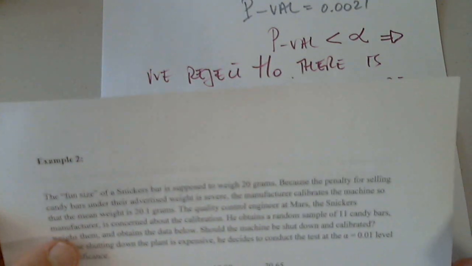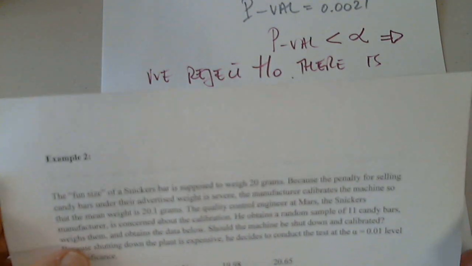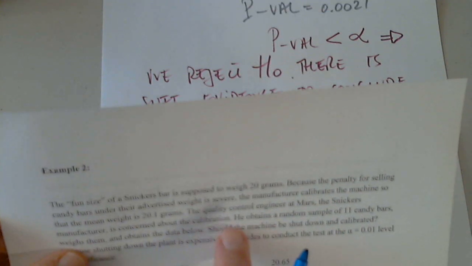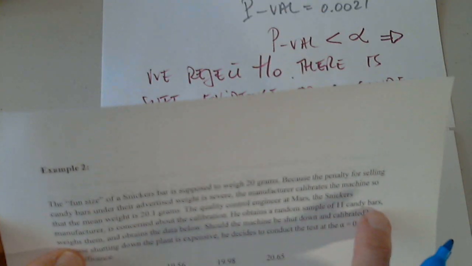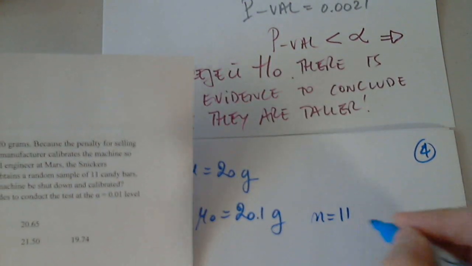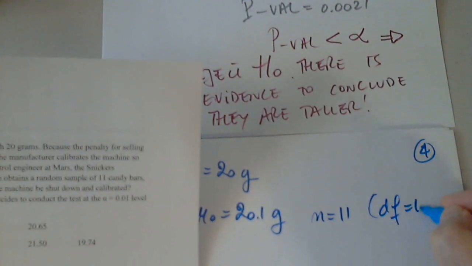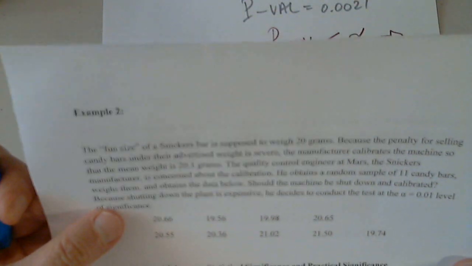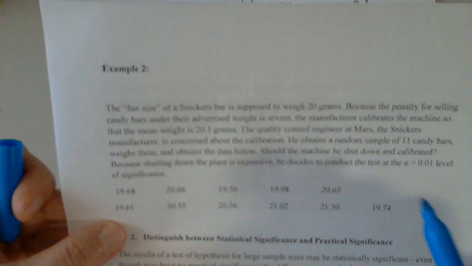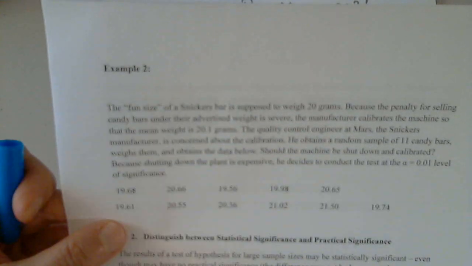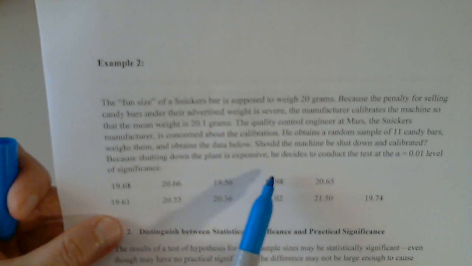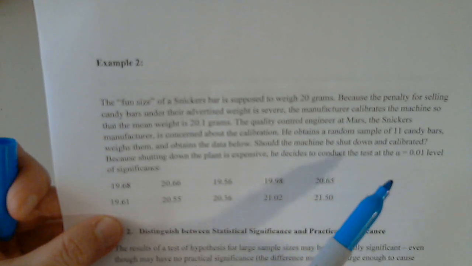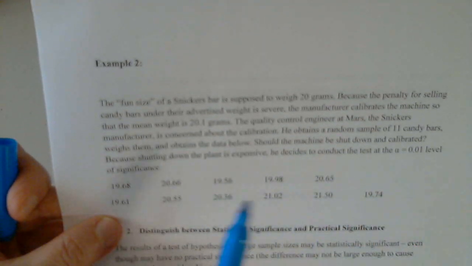The quality control engineer at Mars, the Snickers manufacturer, is concerned about the calibration. He obtains a random sample of 11 candy bars. So n equals 11, and I know the degrees of freedom will be 10. He obtains the data below. Should the machine be shut down and calibrated? Because shutting down the plant is expensive, he decides to conduct the test at the alpha 0.01 level of significance.